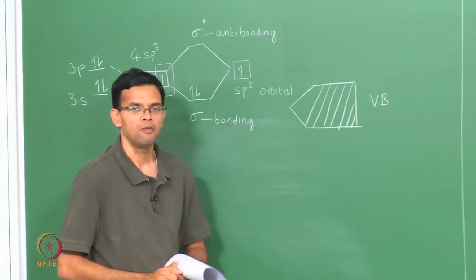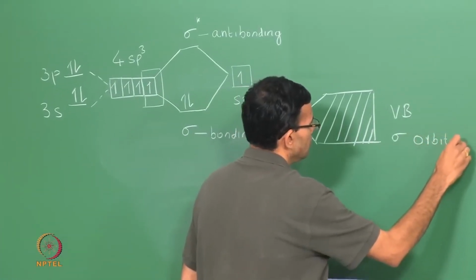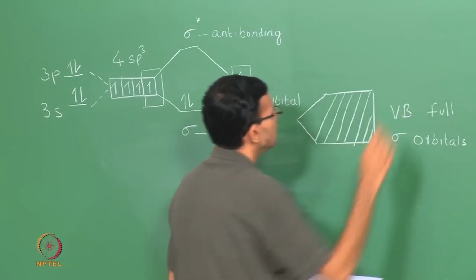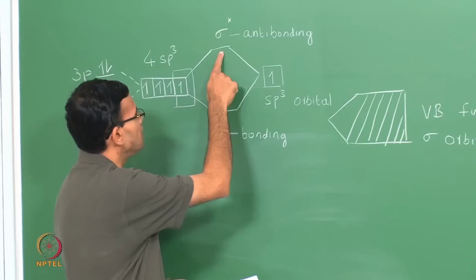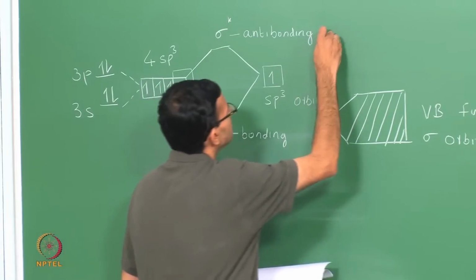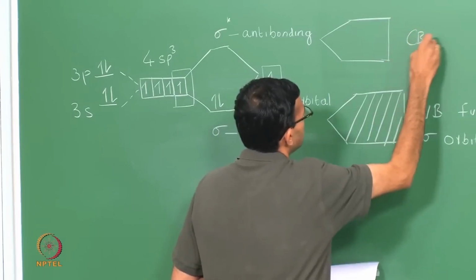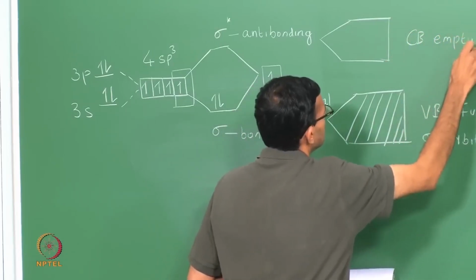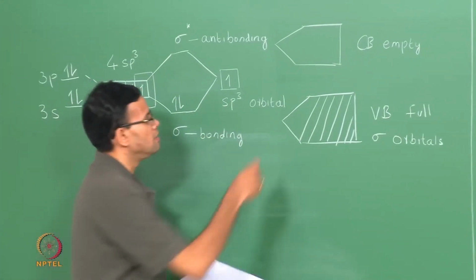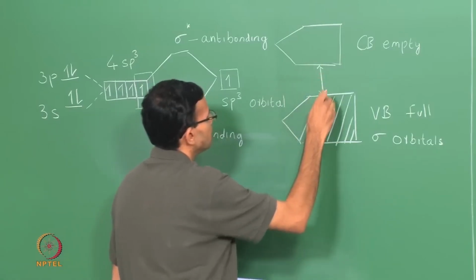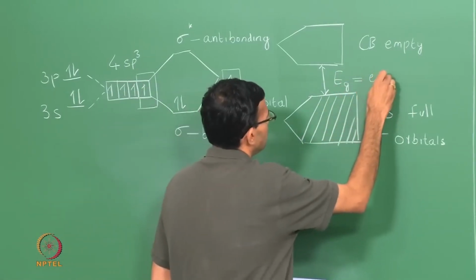So the valence band is formed by the interaction of all the bonding orbitals. The valence band is full. In the same way, you have a conduction band that is formed by the interaction of the sigma star, and that is empty. It's the conduction band, and between the valence band and the conduction band there is a gap. This gap is called the energy gap. It is denoted by the symbol Eg. It is called the energy gap or sometimes the band gap.